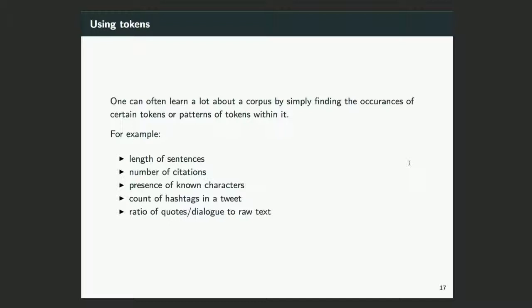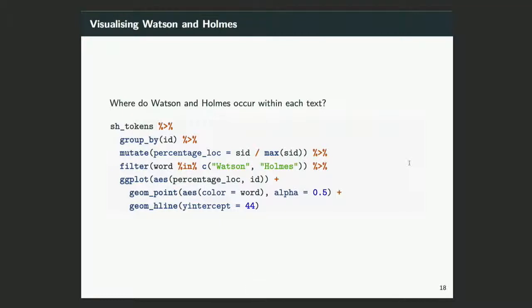Also, we can begin to look at number of citations, presence of known characters, so who are the main people that are being spoken about, as well as maybe hashtags in a tweet. We can search by those, as well as look at, say, something like the ratio of quotes and dialogue. So how often are people quoting different primary sources versus maybe synthesizing them in their own words, right? How that might tell us about different styles of writing or the rhetorical devices they're using, say, either in different fields or areas. So one of the first things we're going to look at is how often Watson and Holmes occur within each text.